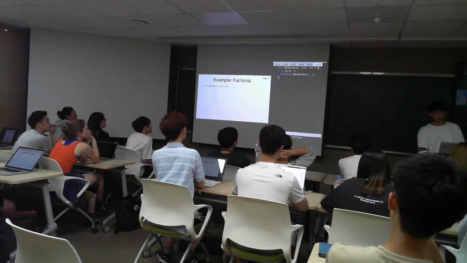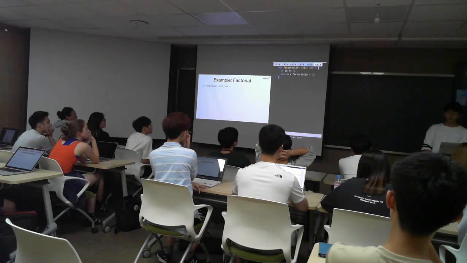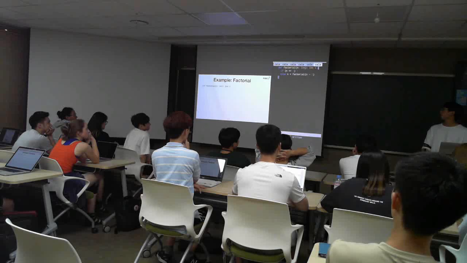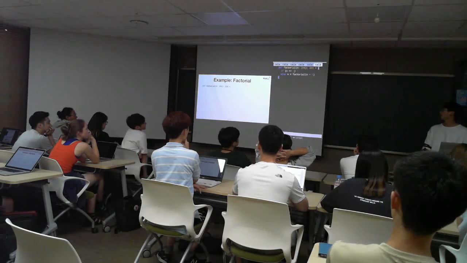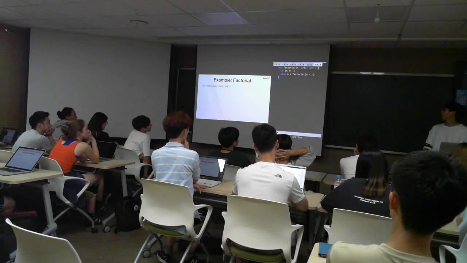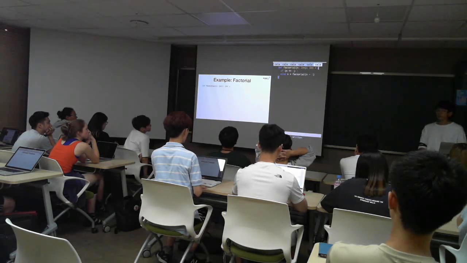This is exactly the mathematical definition of the factorial function. If the given value is smaller than or equal to 1, then it returns 1. Or if it is greater than 1, then it is n multiplied by factorial of n minus 1. So let's run this code.